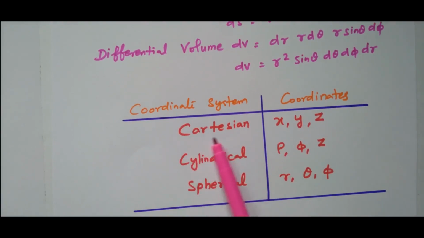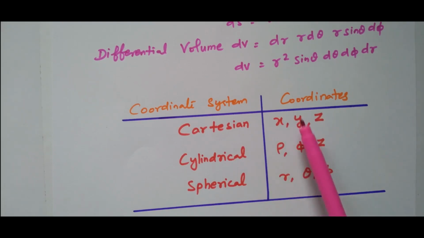In the Cartesian or rectangular coordinate system, we have x, y, z. In the cylindrical coordinate system, rho, pi and z. In the spherical coordinate system, we have r, theta and pi. So these three systems are available. According to our requirement, we can choose any one of these that fits: either three lengths, or two lengths with one angle, or one length with two angles can be selected.